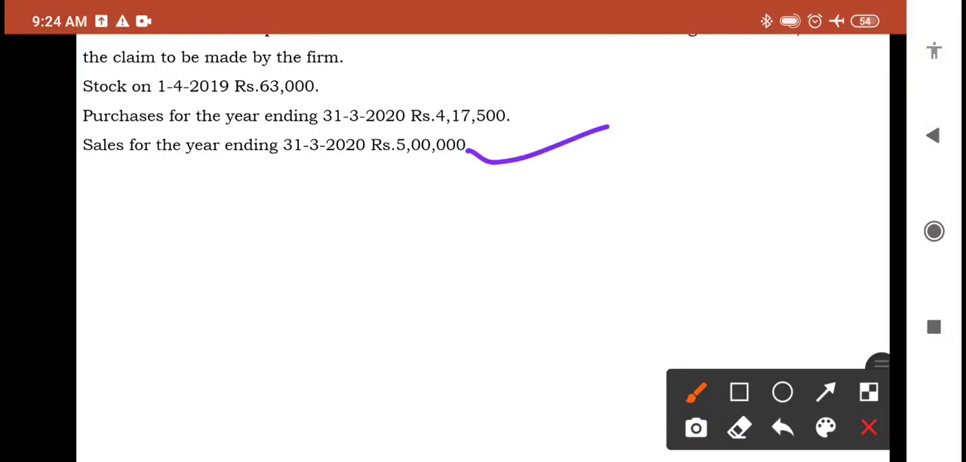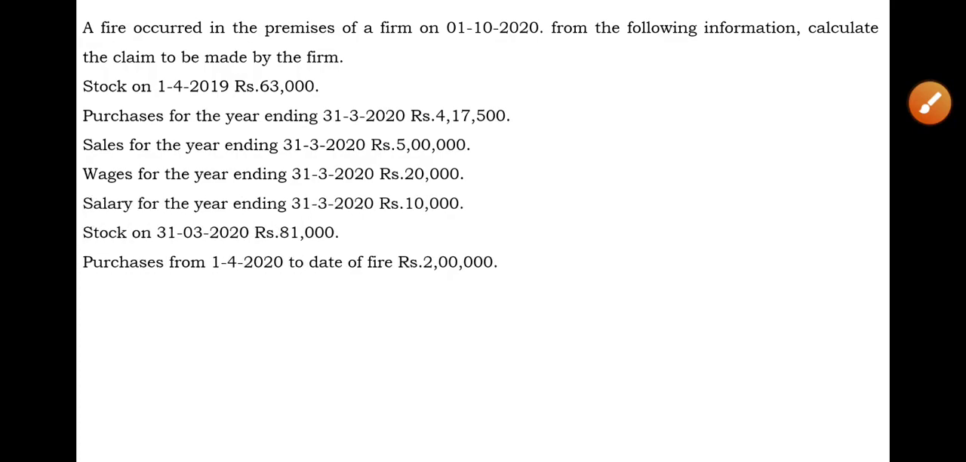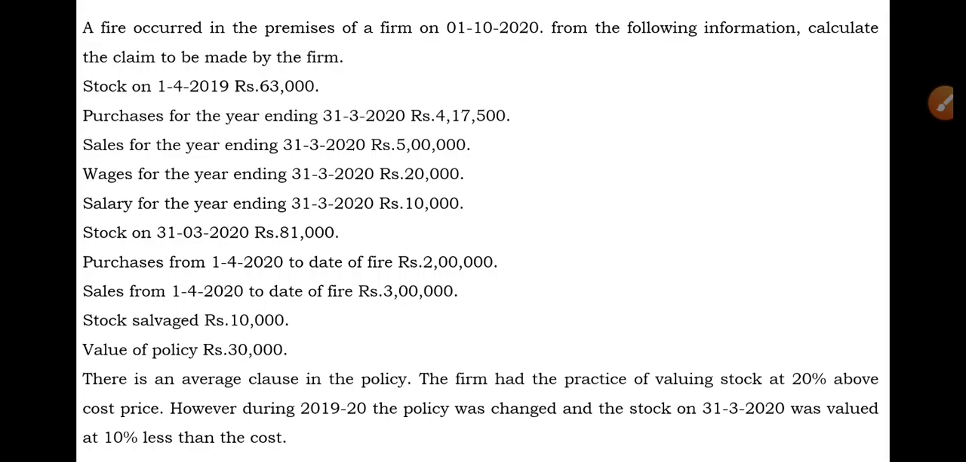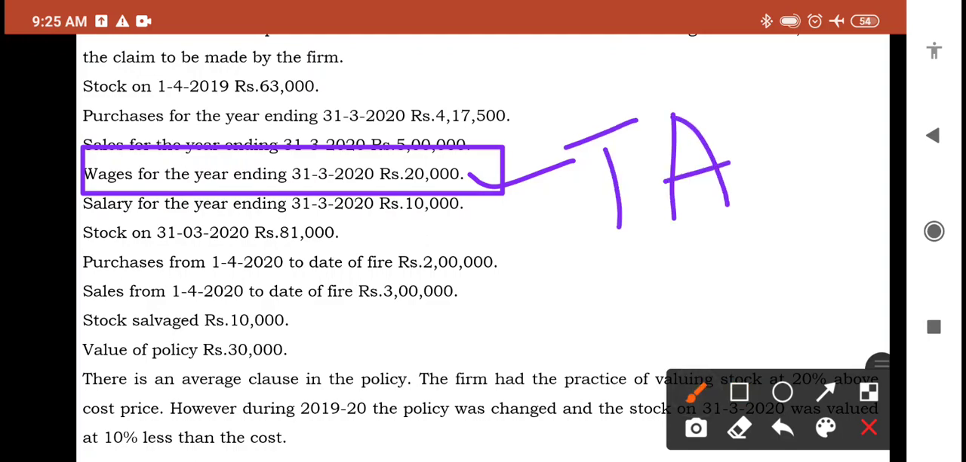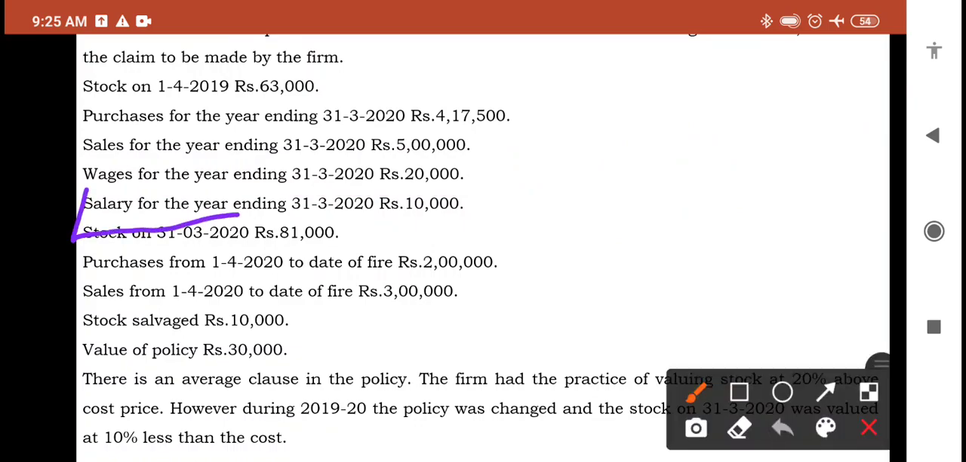Sales is given for the year ending 31st March 2020. It is also related to the previous year, so you should record this amount in the trading account. Next, wages for the year ending 31st March 2020. This is for the previous year, so you should record this amount in the trading account. Got it? And next point is salary, given for the year ending 31st March 2020.